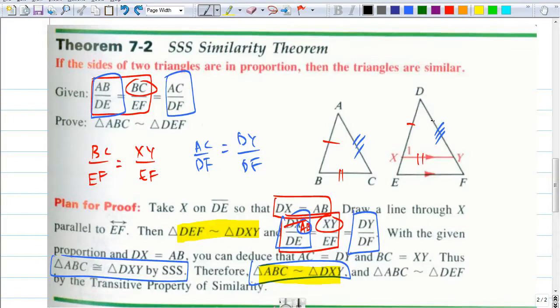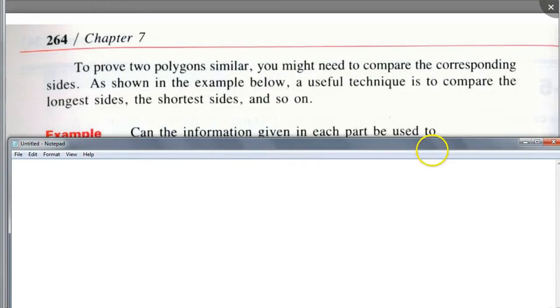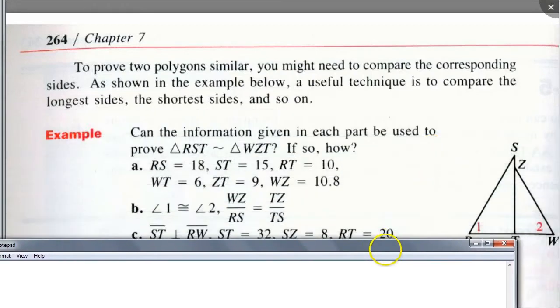Okay. Then let's move on to some examples. Somebody read this for us. It says, to prove two polygons similar. Go ahead, Michelle. To prove two polygons similar, you might need to compare the corresponding sides. As shown in the example below, a useful technique is to compare the longer sides, the shorter sides, and so on. Yes, and it's because, take a look at this example right now.